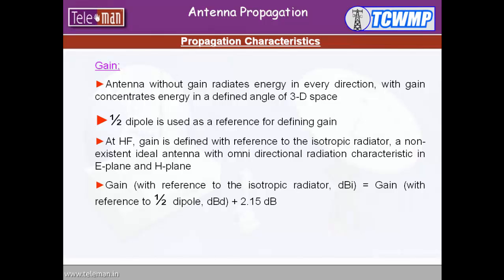As we discussed, an isotropic antenna is very difficult to build. So how do we calculate the gain of this isotropic antenna? We know that a dipole antenna is very easy to build. So we refer to the dipole antenna gain in dBd, that is dB of dipole, plus 2.15 dB that we add to get a gain with reference to the isotropic radiator, that is dBi.